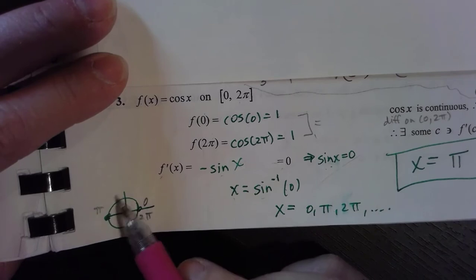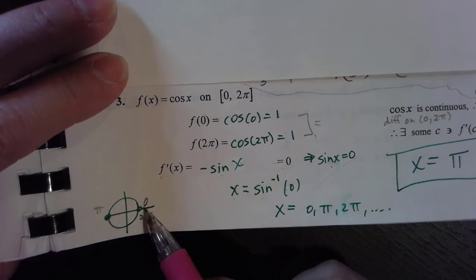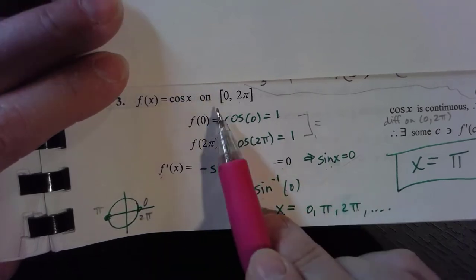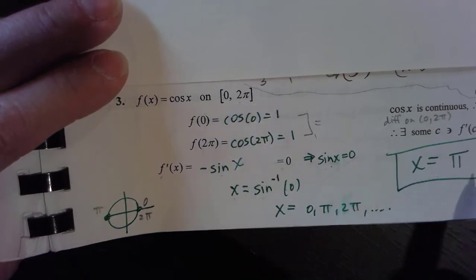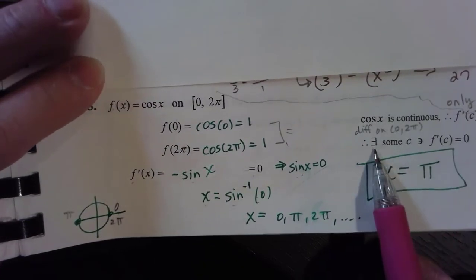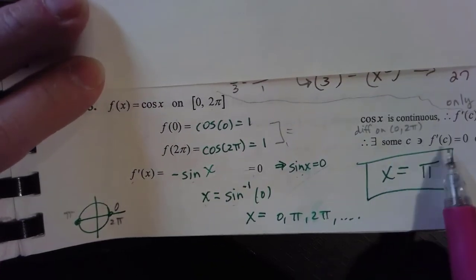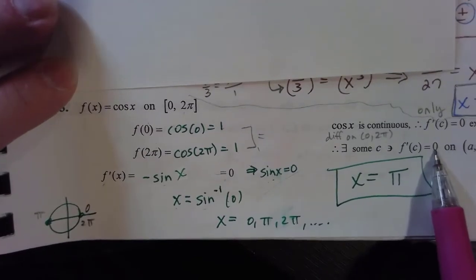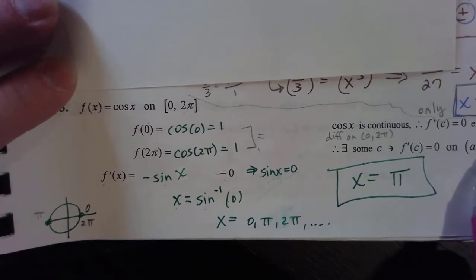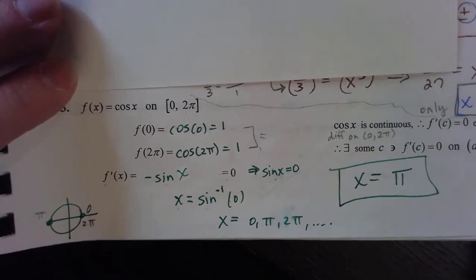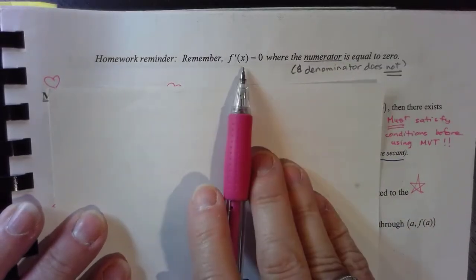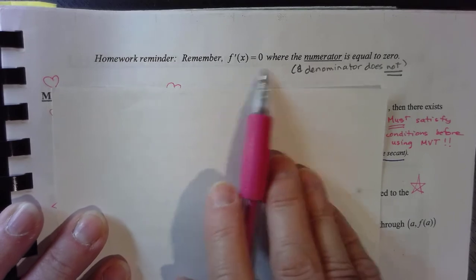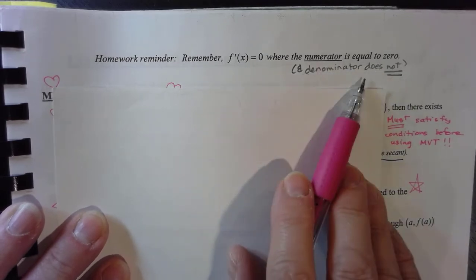If you think of your unit circle, every place where the y-coordinate is 0. But we want to be on the open interval, and the only one on the open interval is pi. Okay? There has to exist some c such that f prime at c equals 0 on the open interval. So you've got to be careful. So just as a reminder, remember that f prime is 0 when the numerator is 0 and the denominator does not equal 0.